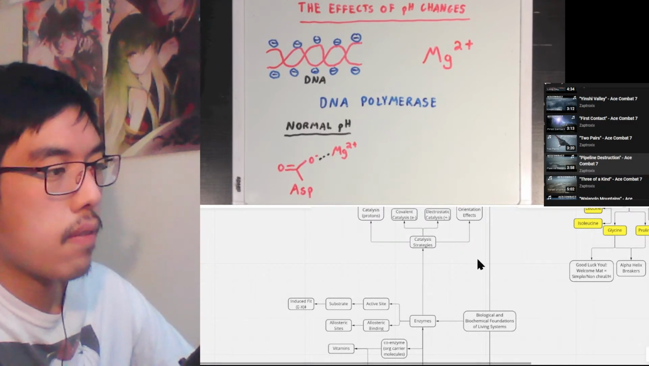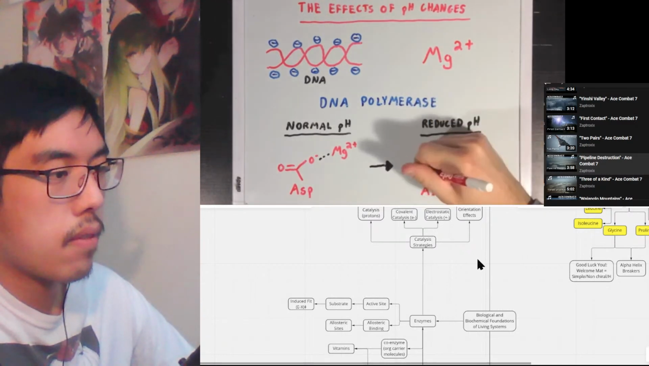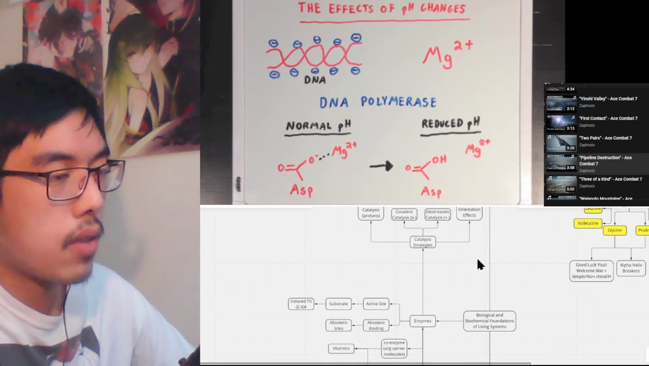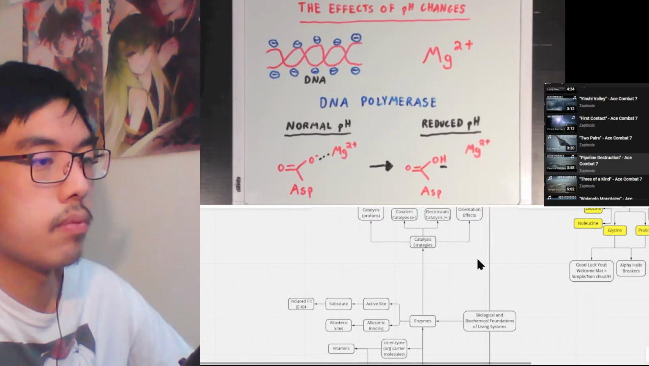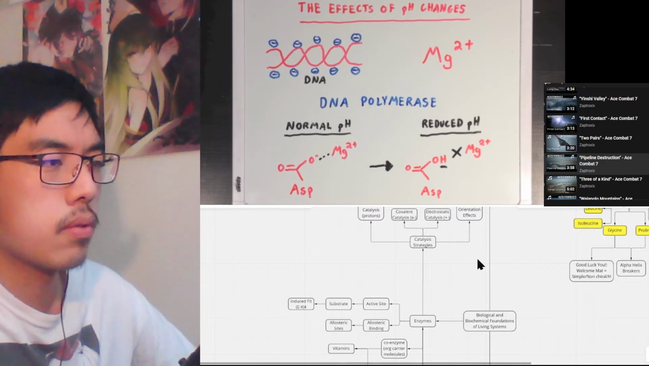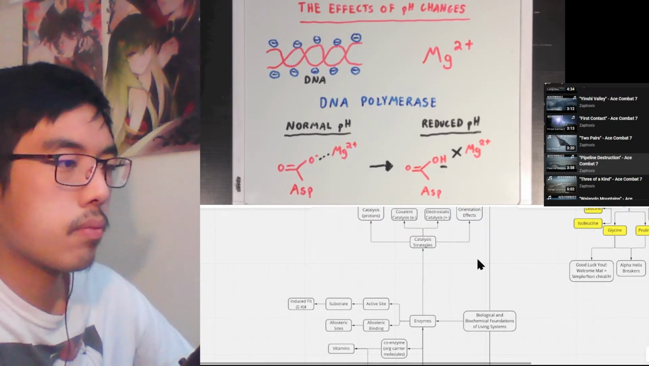Now, if we were to take DNA polymerase and put it into an environment with a reduced pH, then that aspartate residue will become protonated since the pH has dropped so much. In its protonated form, aspartate no longer holds a negative charge and can't hold on to that magnesium ion anymore. Overall, this means that DNA polymerase won't be able to do its job properly in a low pH environment, and keeping this enzyme at an appropriate pH is essential to its normal function.